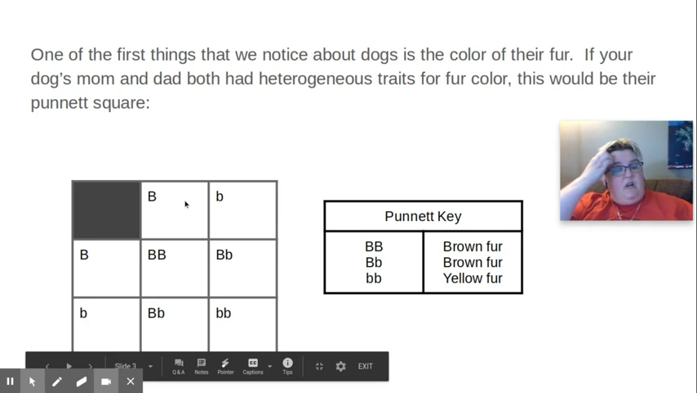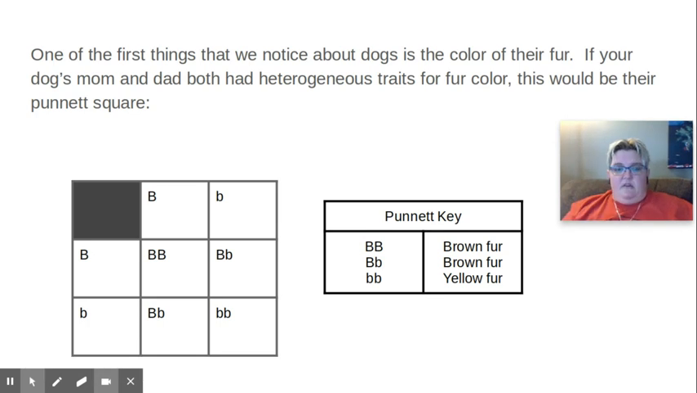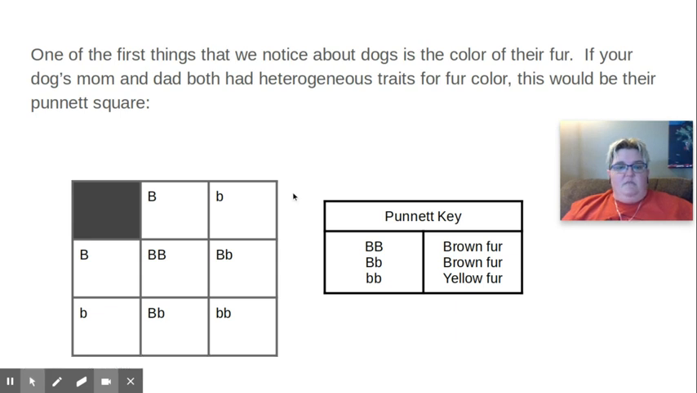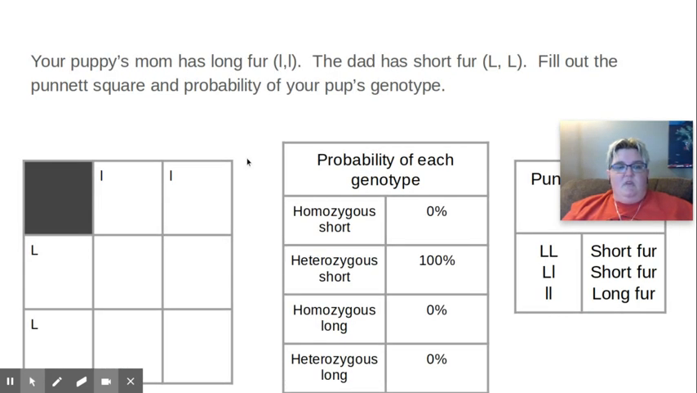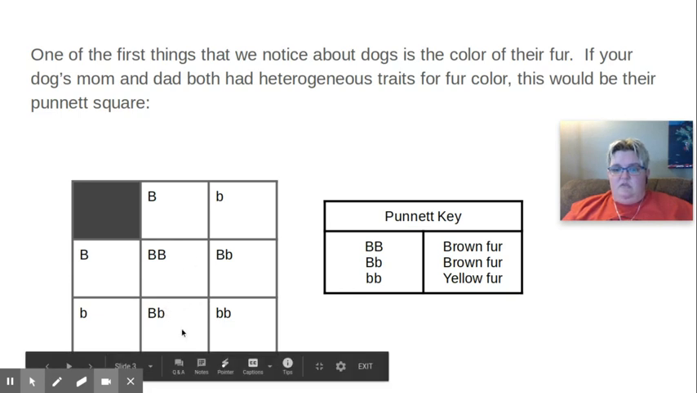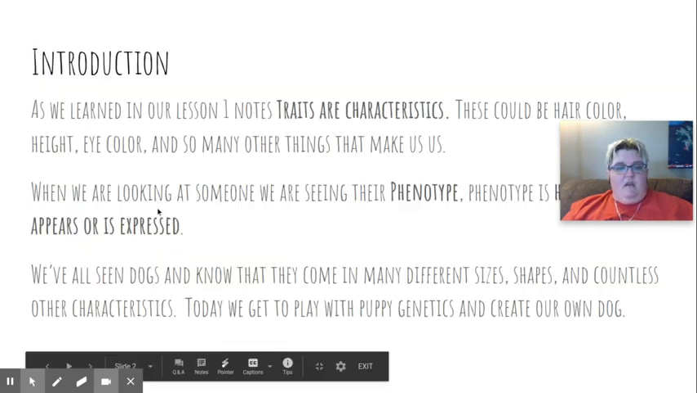The mother dog would have big B, little b, because they're heterozygous. They have to have one of each, and that means that they're brown. The dad also has big B, little b, which means they are also brown. But these are the babies that would be created. If you look at those babies, that means that 3 of the 4 chances you're going to have a brown dog, and 1 of the 4 you're going to have yellow.